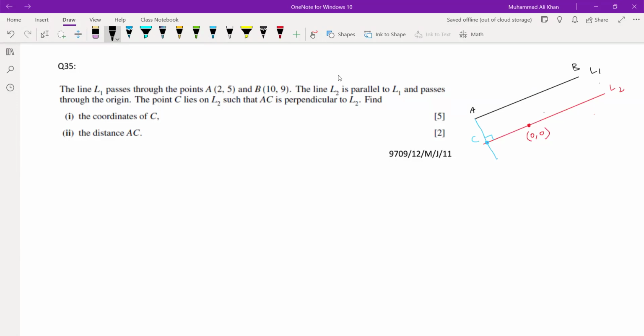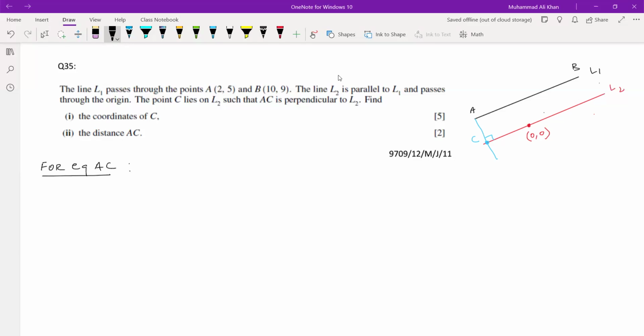To calculate the coordinates of C, we have a line in blue color, which is line AC, and another line L2, which is in red color. Where are these red and blue lines intersecting? At C. So if we calculate the equations of these two lines and solve them simultaneously, we will get C. Yes, C will come, right? So first, I am calculating the equation of line AC.